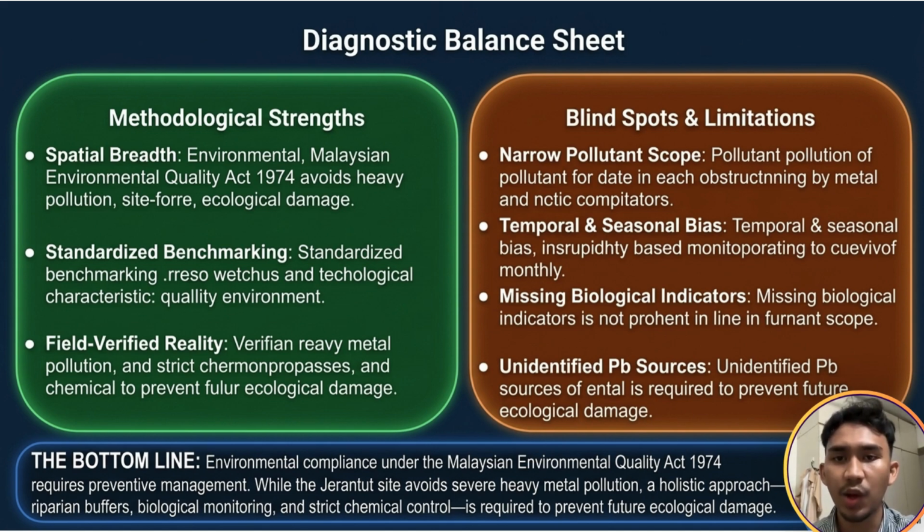Secondly, the sampling was conducted during a limited period, meaning seasonal variations such as wet and dry seasons were not considered. Finally, biological indicators such as aquatic insects, fish populations, or microbial communities were not included. These indicators are important because they provide additional evidence of long-term ecosystem health.